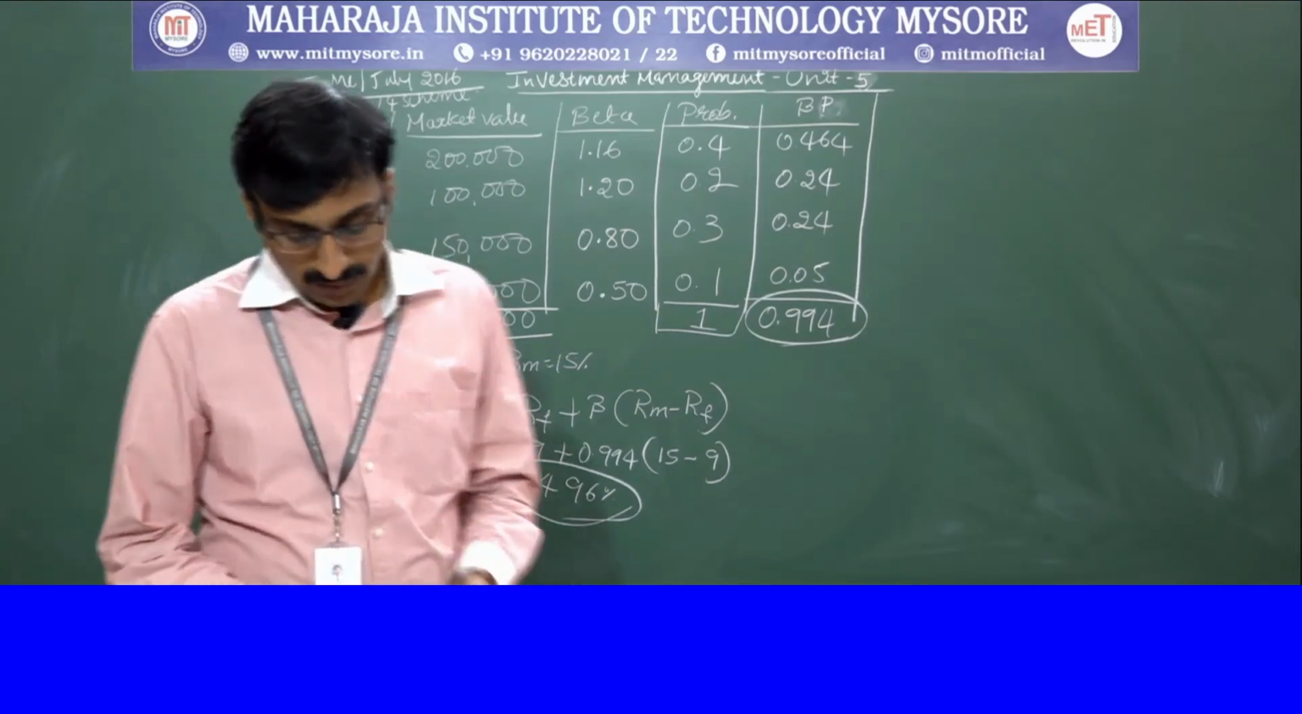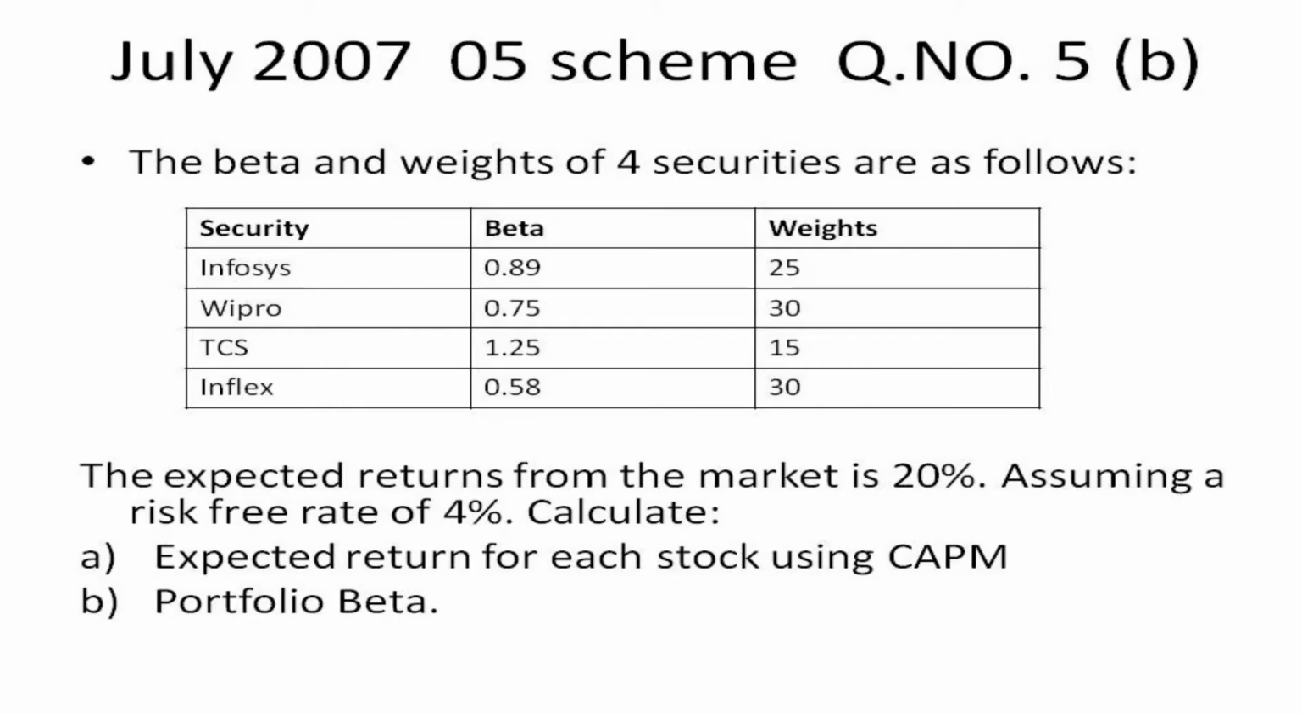Moving on to the next problem from the question paper. Another type of question it is. July 2007, 05 scheme, question number 5B.